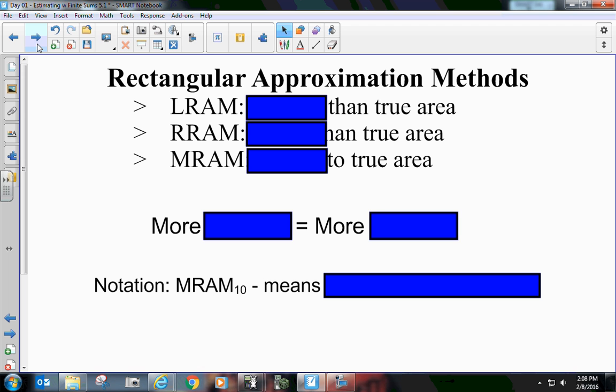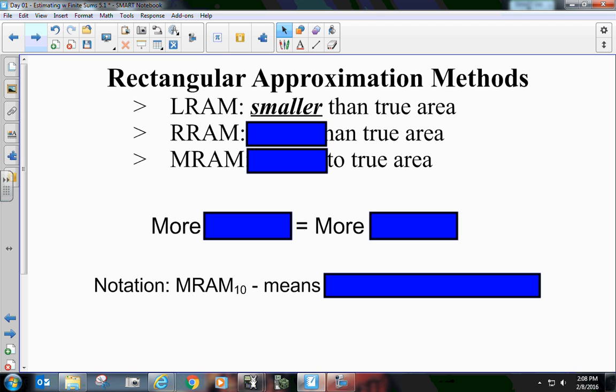Based on what we discovered on the drawings, if I'm using the LRAM, what is that going to be compared to the real area? Less. L is for left and less. If you take the LRAM, you should know that this is an approximation of the area, but it's probably a little bit less than the real area. What is a real-life situation where you might want to underestimate what you're actually going to have to use?